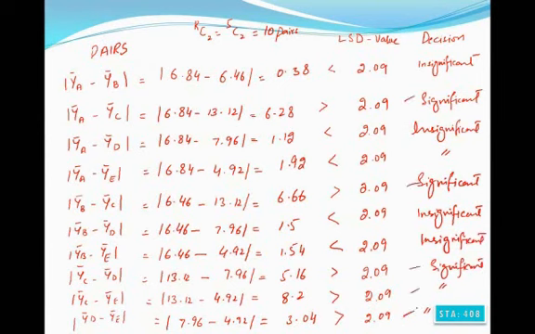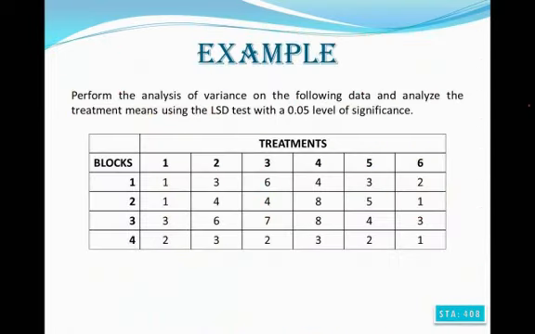From the significant results, you can see that fertilizer C is the best one, as the mean yield for fertilizer C differs significantly from the mean yields of all other fertilizers. For further practice, here is another example: perform the analysis of variance on the following data and analyze the treatment means using the LSD test with a 0.05 level of significance.